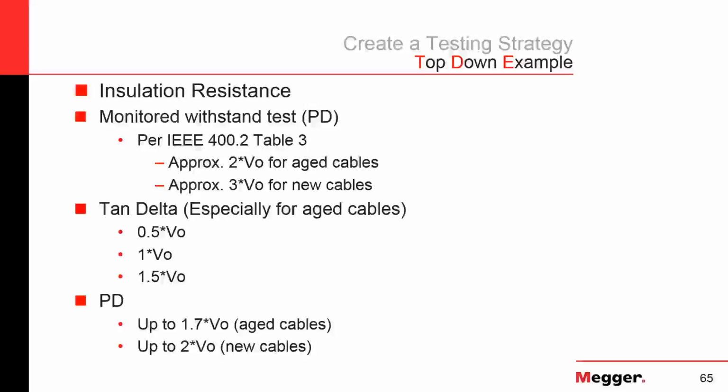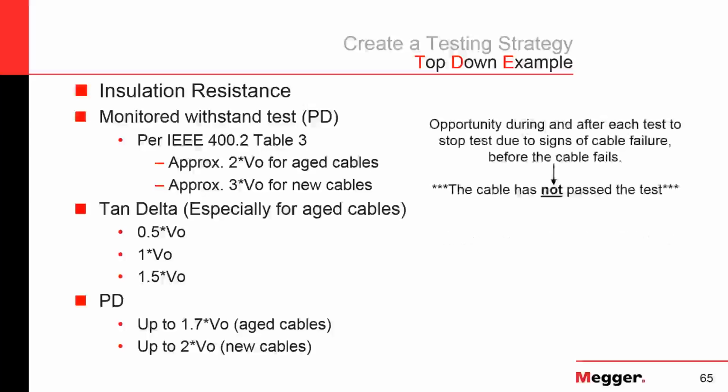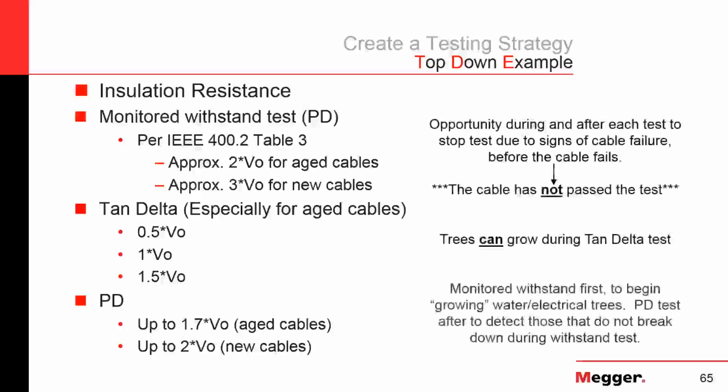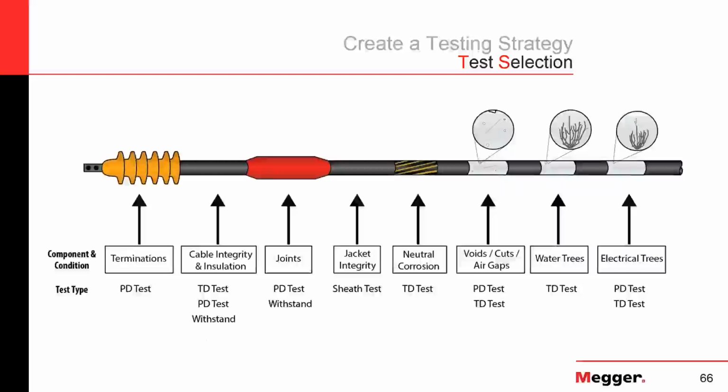That way you start the aging conditions to failure process, and if they should fail late in that hour test, you have additional opportunities to catch them later on. Next step would be a tan delta test, and keep in mind that water trees can grow during tan delta test. And finally, finish off with a partial discharge diagnostic test. That way, if there are any weak spots that came up late in the testing, we have a chance to find them.